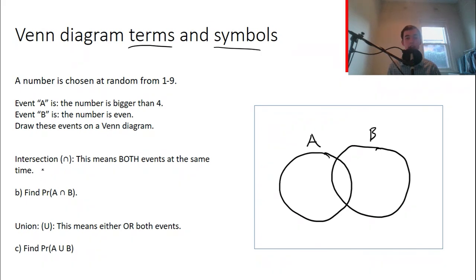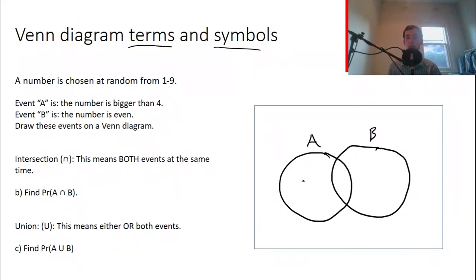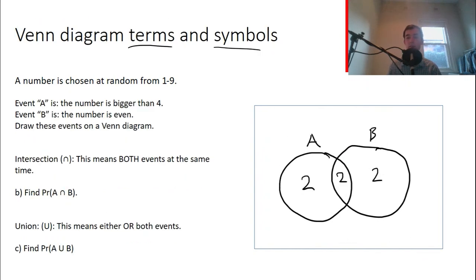Okay, so intersection means both events at the same time. Well, why don't we just put something in the Venn diagram and then we'll move on. But this time we're just going to put how many numbers are in each section. So you can see that there's 2 numbers in this section, 2 numbers in this section, and 2 numbers in this section. So I'm just going to write the number of outcomes in each section. And we had 3 outcomes on the outside.